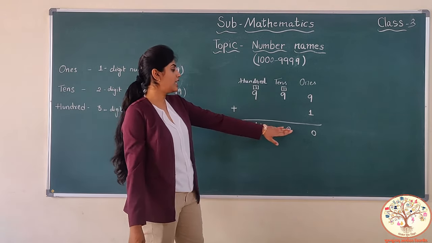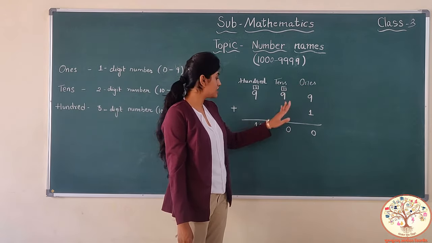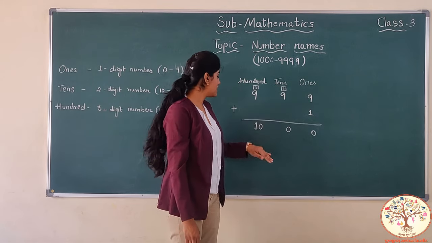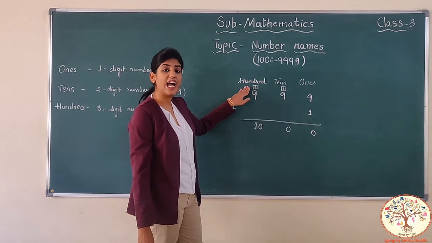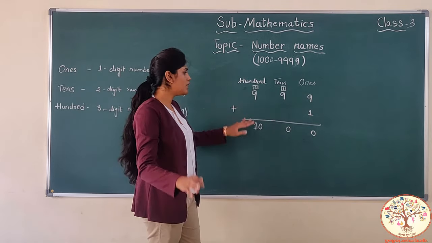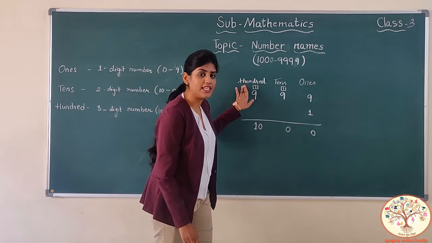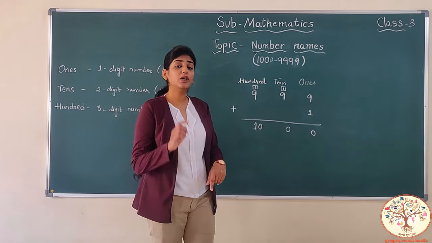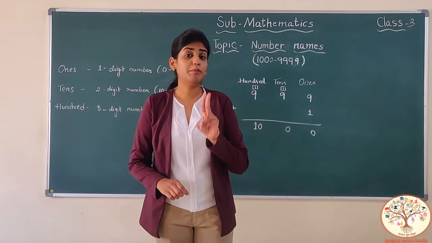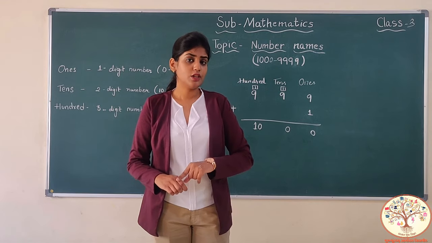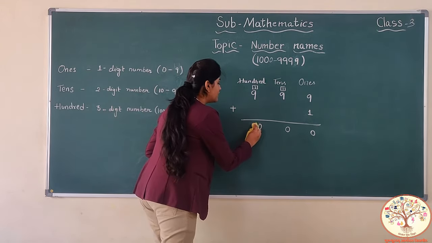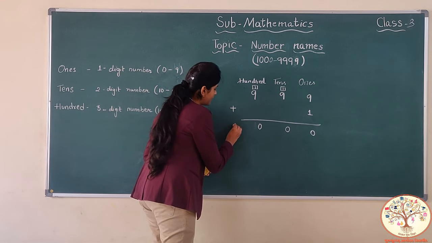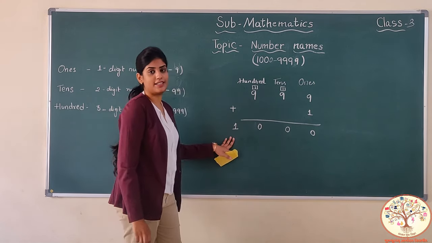Now we can see here that 0 is in the 1's place, 0 is in the 10's place, and there is 10 in the 100's place. Overall, we see two numbers in one place, that is 100, right? But we know that we cannot keep two numbers at one place. So here, what will happen? One will shift towards the left and make a new place for itself.